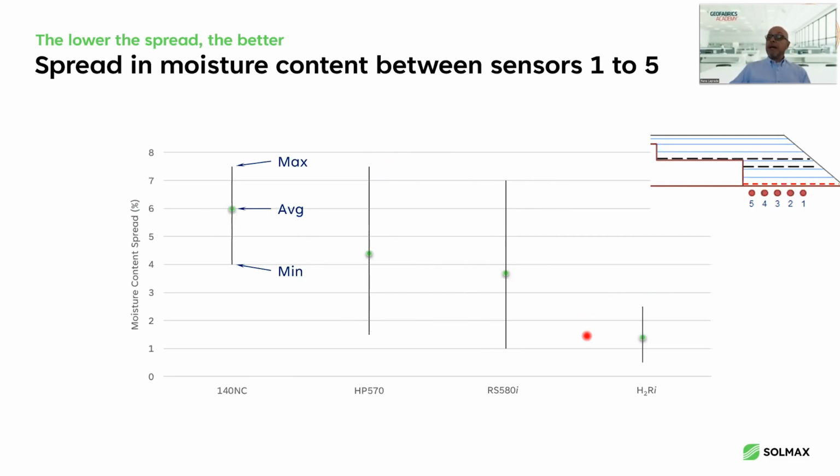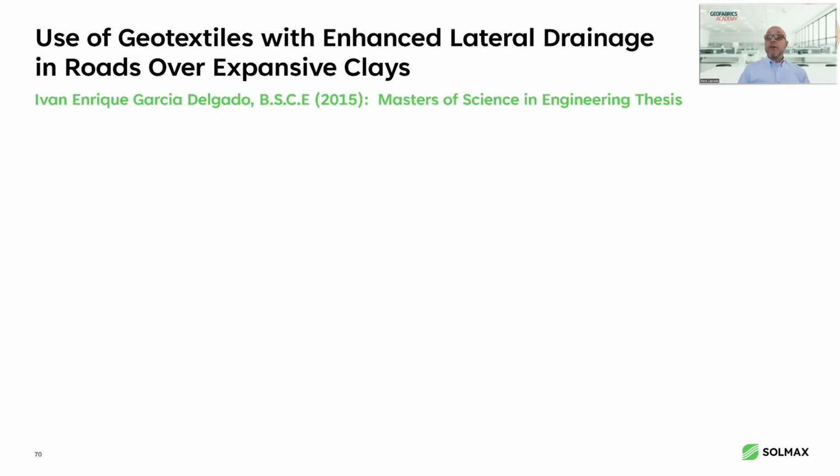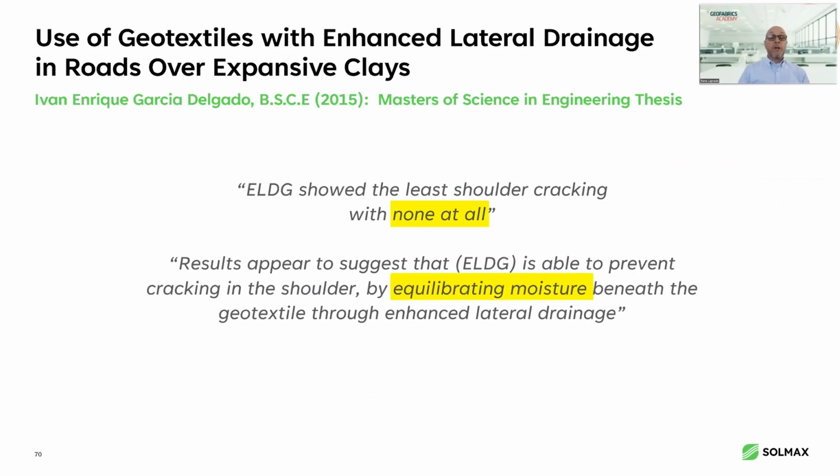But when you compare that to the H2RI or the ELDG, they found that the moisture content spread was well under 2%, and then the overall variation was much less. And the conclusion of the master's thesis from the student that worked on this project was the ELDG showed the least amount of shoulder cracking with basically none at all, and that it was able to minimize that shoulder cracking by redistributing, by normalizing the moisture throughout the roadway.